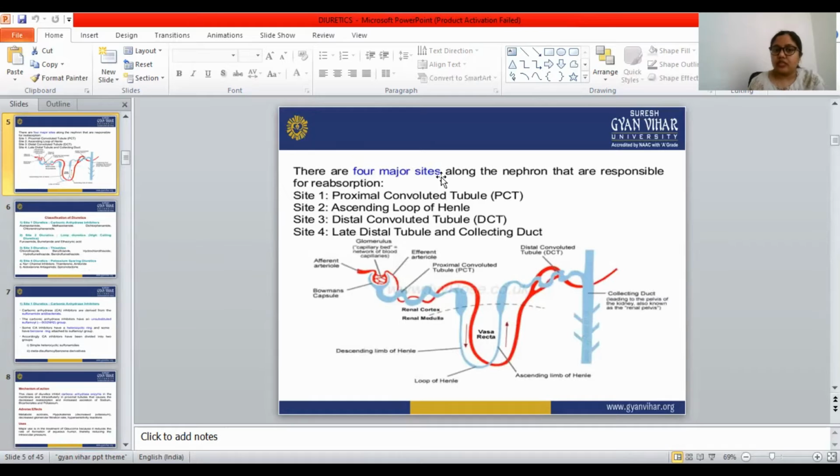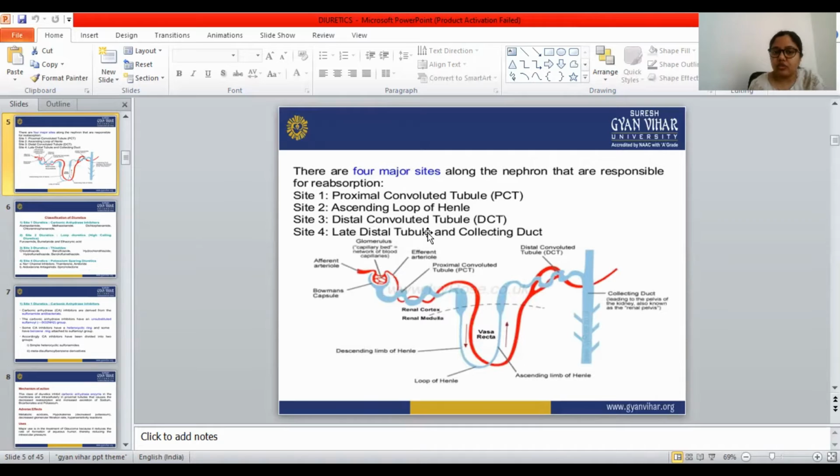There are four major sites along the nephron that are responsible for reabsorption. The first site is the proximal convoluted tubule, that is PCT, which is present here. Then the ascending loop of Henle, this is the ascending loop of Henle, and it is the second site for reabsorption.